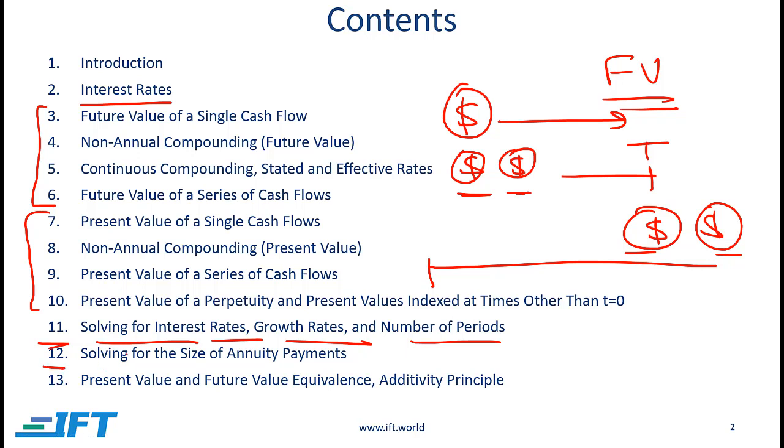Then in section 12, we'll solve for the size of annuity payments, and section 13 deals with present value and future value equivalence, and here we also talk about the additivity principle.